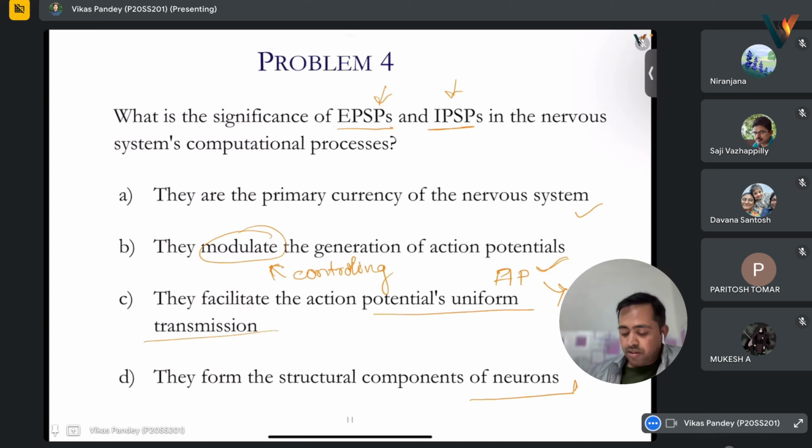And suppose there was a stimulus that was not going to result in an action potential, but if EPSP has occurred, what will happen is that it will force the small signal also to amplify and result in an action potential. Fine, is it clear?